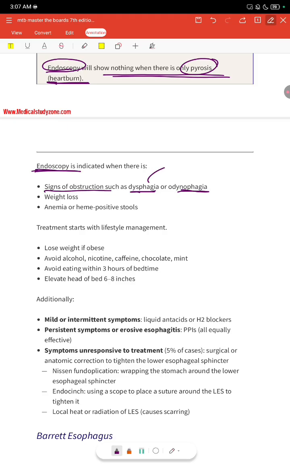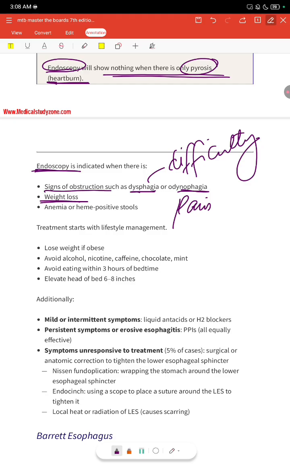Either there is difficulty in swallowing or there is pain while swallowing. In such cases we go for endoscopy, because these are the signs of obstruction, or weight loss, which is usually associated with problems like malignancies and cancers. So in order to rule out those things, you have to go for endoscopy. Or anemia or heme positive stools.